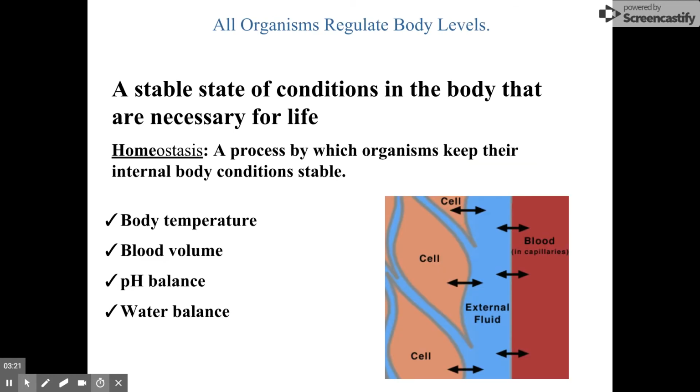Fourth characteristic of life is that all organisms regulate their body levels. And we summarize this entire characteristic of life into one word. That is called homeostasis. We're going to be talking about this a lot this year. It is the process by which organisms keep their internal body conditions stable. So I like to think of this as balance.